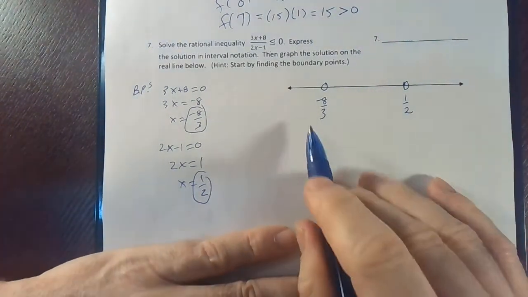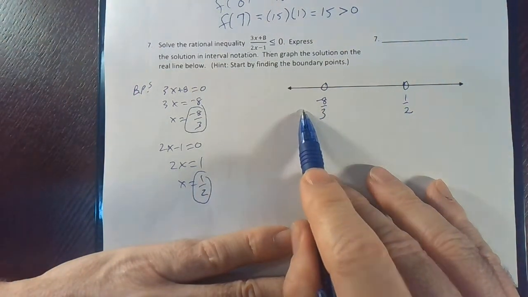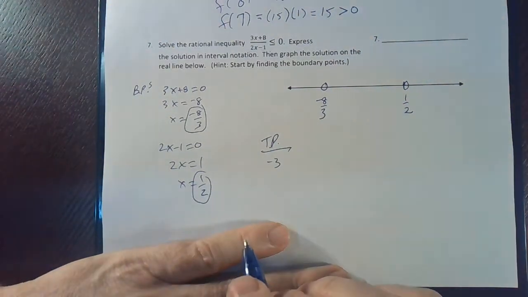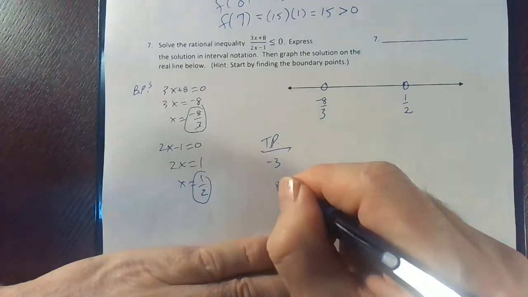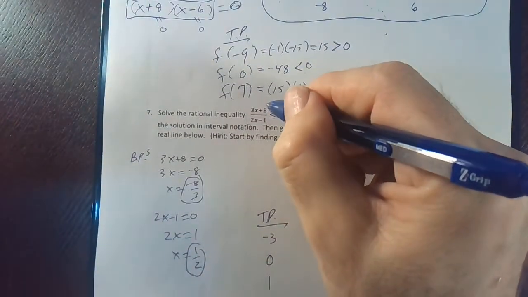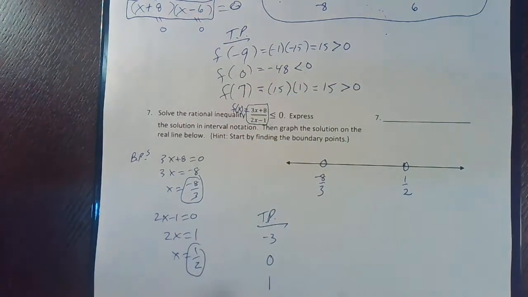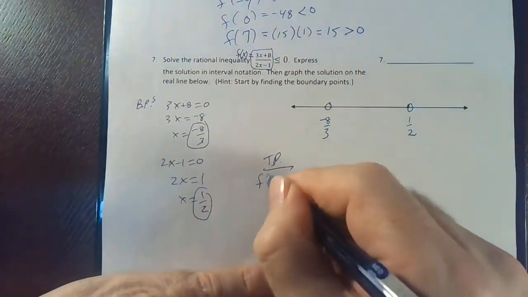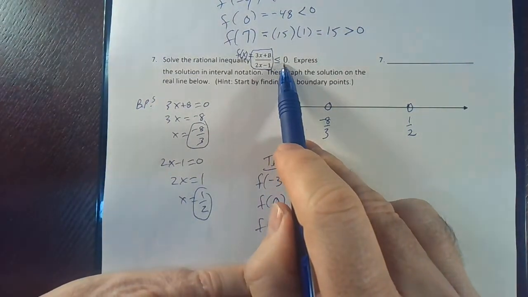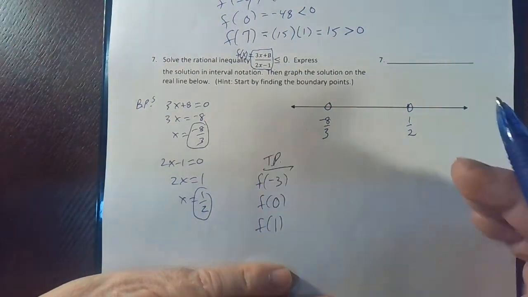All right, so let's pick a test point. Negative 8 over 3 is negative 2 2/3, so let's go to negative 3. Test points: negative 3. And then in between them I could use 0. And a test point to the right of 1/2 I could use 1. And again, as before, I'm going to call this my function f of x. So now I need to get f of negative 3, f of 0, and f of 1. And I want to know if it's less than 0 or greater than 0. If it's less than 0, I'm going to shade the region. If it's not, I will not shade the region.